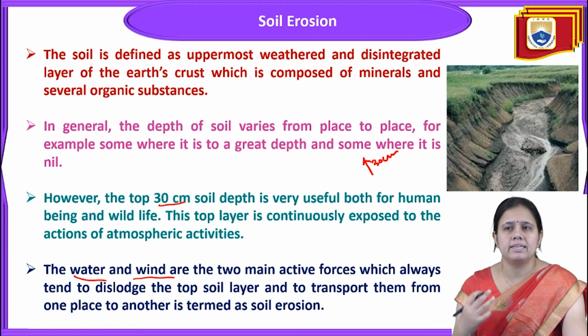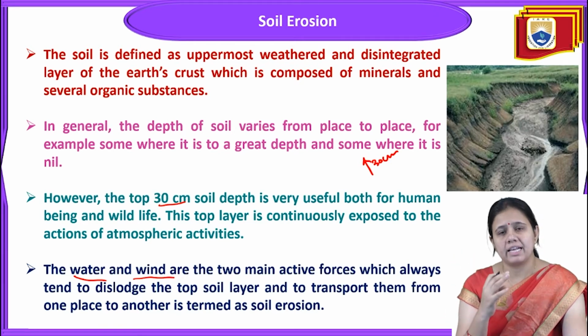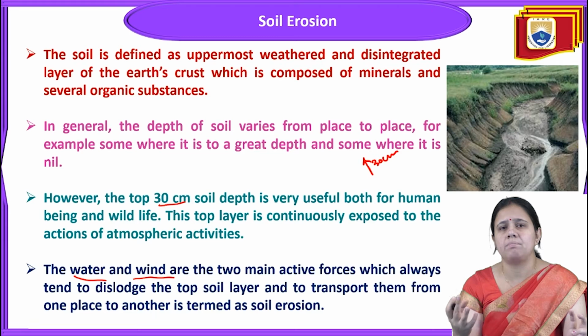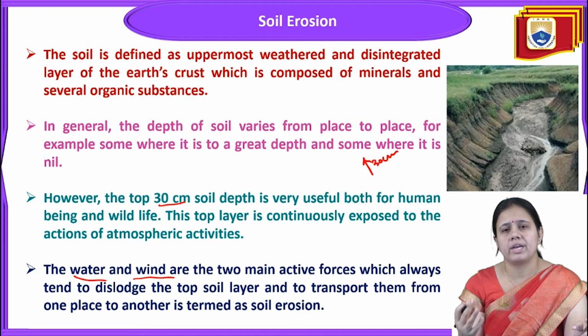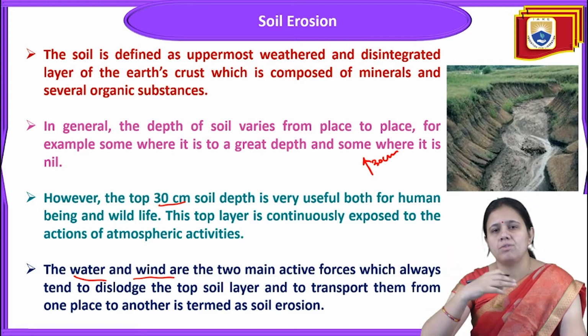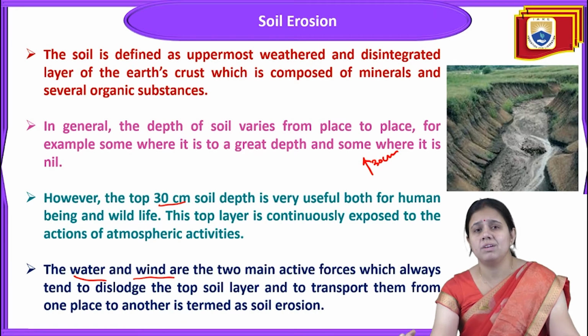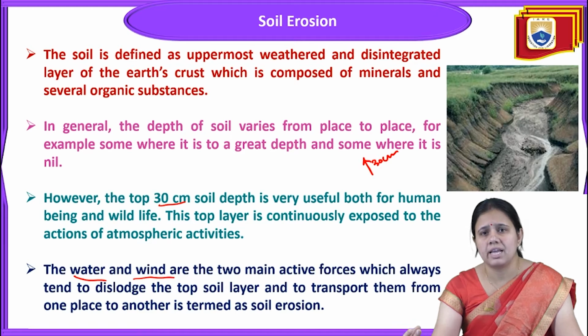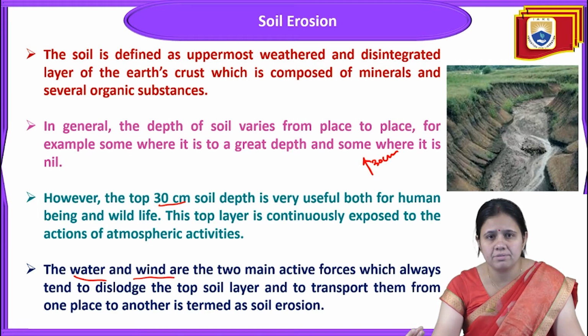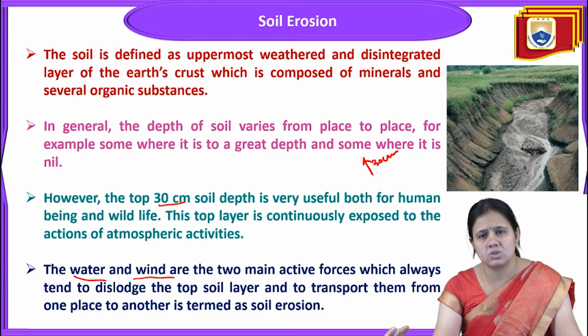So the 30 centimeter of useful soil is exposed to atmospheric conditions, and these are first of all water and wind. The displacement of soil particles due to water or wind is called soil erosion. The dislocation of the top layer and its transport from one place to another is soil erosion, caused by external forces like water or wind, the two main active forces present.